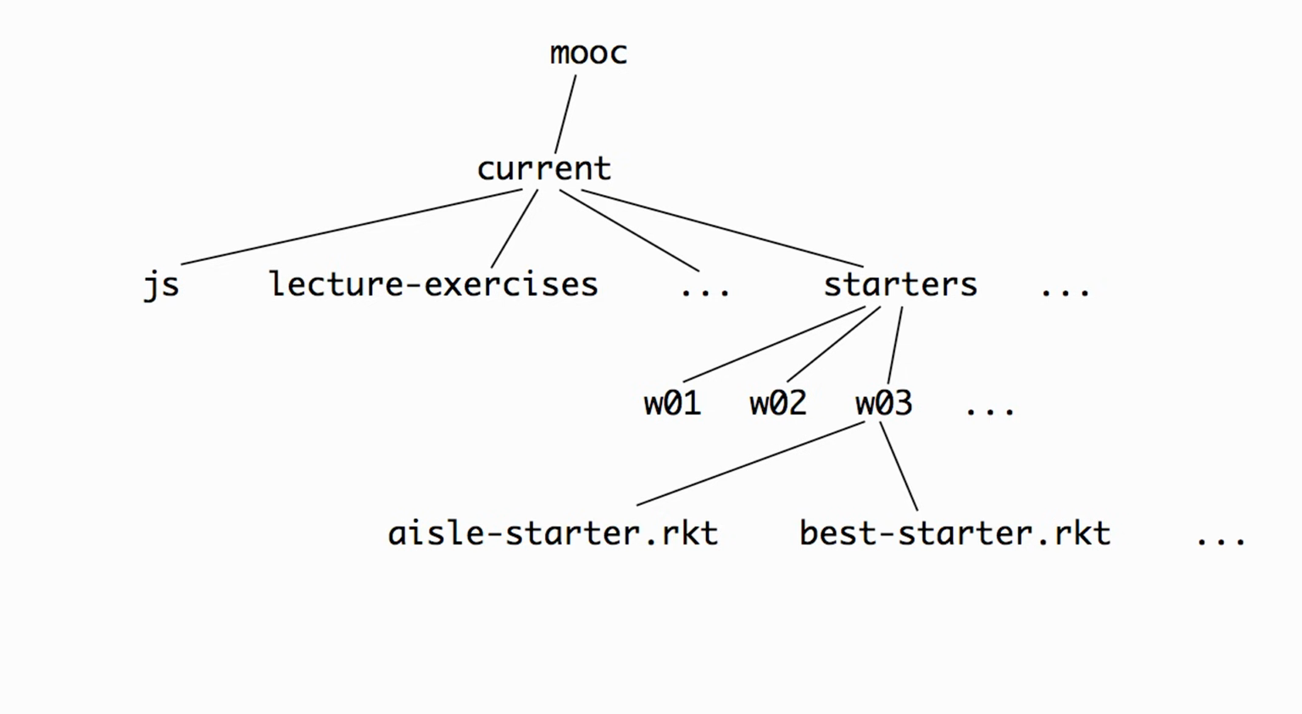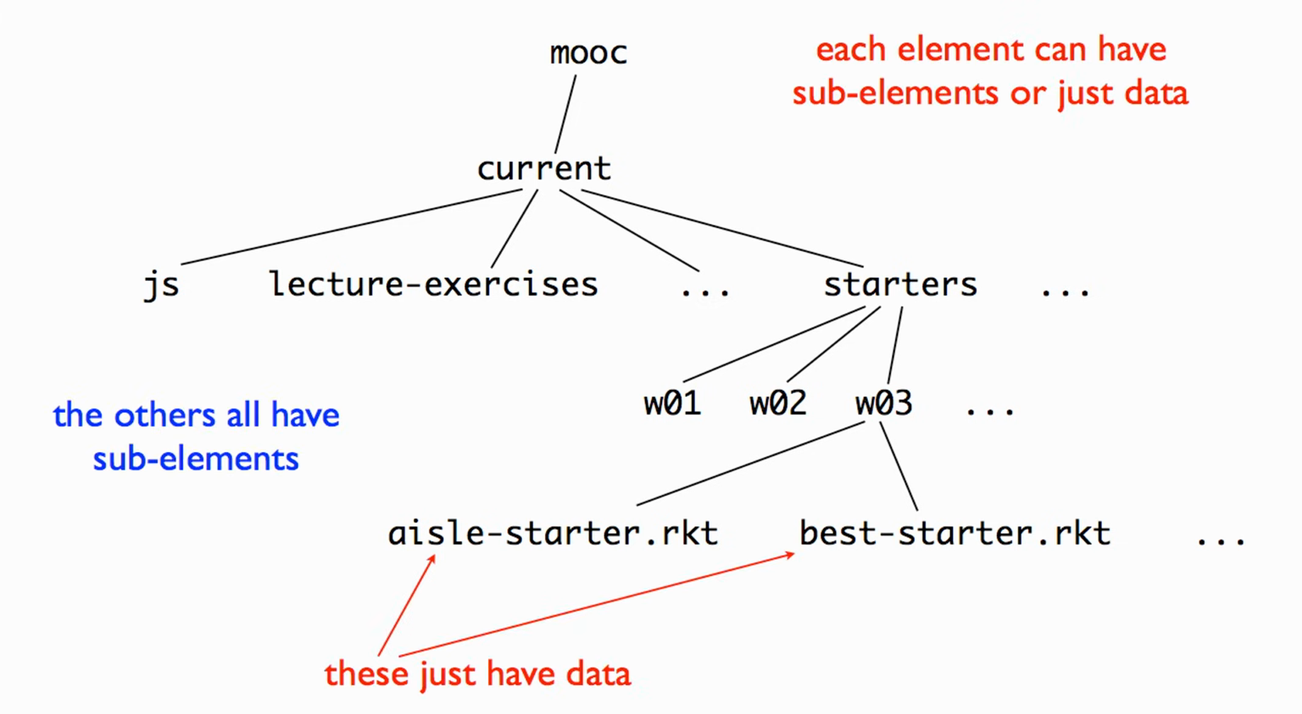What I'm going to say about this tree, or this model of an arbitrary arity tree, is that each element can have sub-elements. So for example, MOOC has a sub-element or a subfolder current, and current has a number of subfolders, and starters has subfolders. But ILStarter just has data. It's a file that just has data. And to simplify things for now, we're going to say that the only data it can have is just a single integer. We're not going to model storing the actual contents of the files in here.